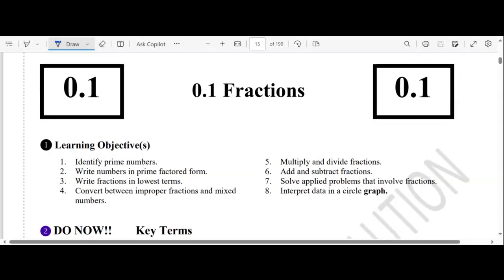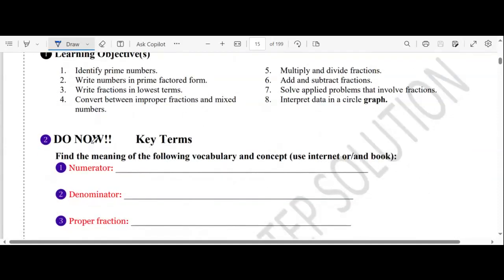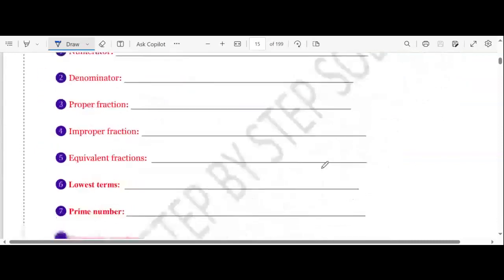Learning objectives. Identify prime numbers, write numbers in prime factor form, write fractions in lowest terms, convert between improper fraction and mixed number, multiply and divide fractions, add and subtract fractions, solve applied problems that involve fractions, interpret data in a circle graph. So you have here some vocabulary that you need to find the meaning of, okay? Vocabulary or concepts. So use the internet or the book to find the meaning of those words.